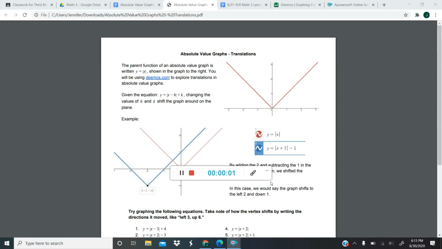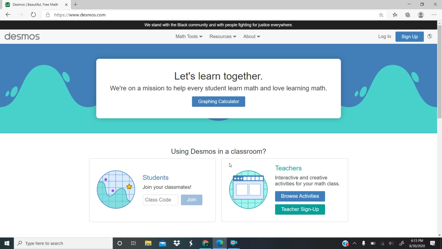All right, so today you're going to learn a little bit about absolute value graphs and just kind of how they can move around the graph. It's called translations, which you should be somewhat familiar with. But first, we're just going to look at a basic absolute value graph.